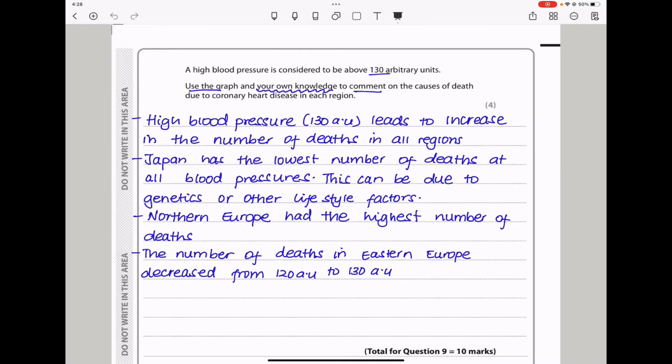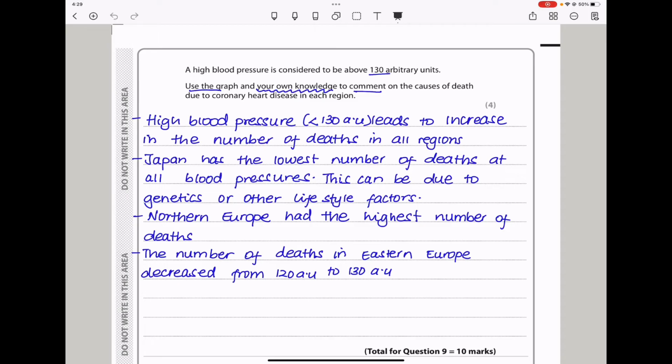Moving on. Here they say, a higher blood pressure is considered to be above 130 arbitrary units. Use the graph and your own knowledge to comment on the causes of death due to coronary heart disease in each region. So I said high blood pressure, which is that, leads to increase in the number of deaths in all regions. Here actually I could say above. Let me try to tune it up. Greater than 130 AU leads to increase in the number of deaths in all regions.